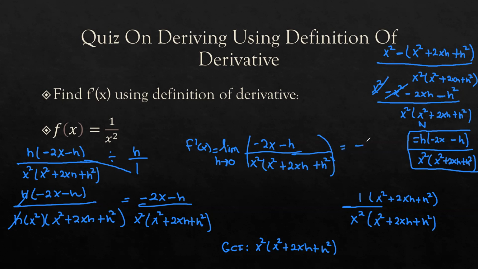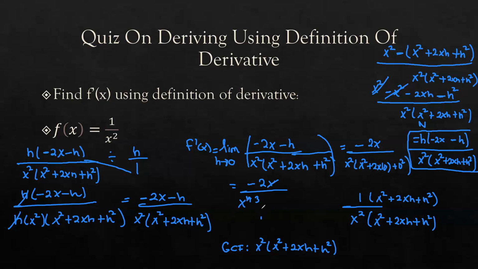So it's going to be negative 2x over x squared times, in the parentheses, x squared plus 2x times 0, just replace h with 0, plus 0 squared. So that should give you negative 2x. This x squared times x squared is x to the fourth. 2 times x times 0 is 0, plus 0 squared is 0. So it's really negative 2x over x to the fourth, but you can simplify the x's, right? So this cancels and this becomes a 3.